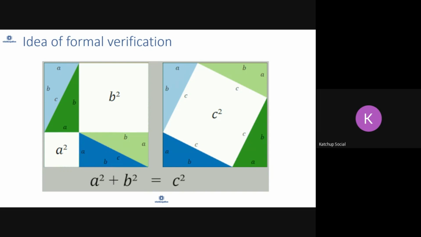Formal verification mathematically proves that certain scenarios in your design will always hold true, and that is why it provides you complete coverage. So think of formal verification as mathematical proof or mathematical verification, where you are able to prove for each and every value.